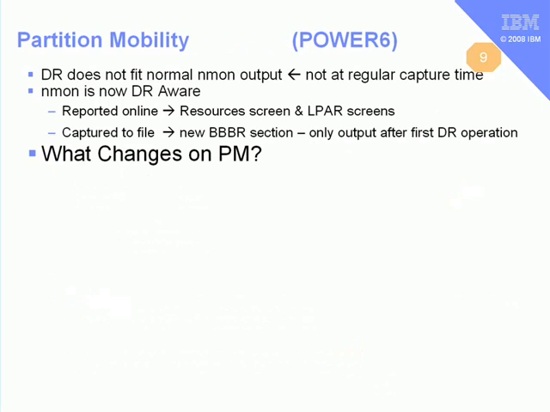Now these events are not synchronized with the normal nmon outputting data to the file, or for the screen for that matter. This actually makes it difficult to include in our regular snapshot data. So instead we put the data into the BBBR section for dynamic relocation, and that way we can capture when the logical partition jumped between 2 machines.